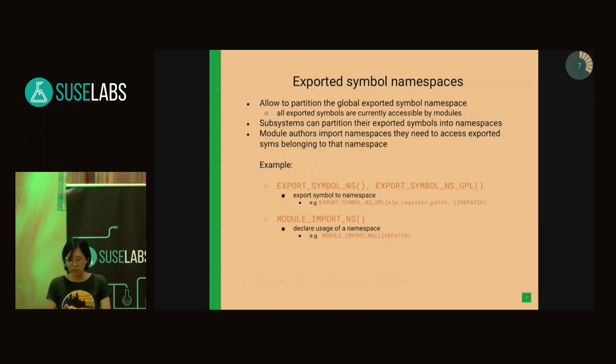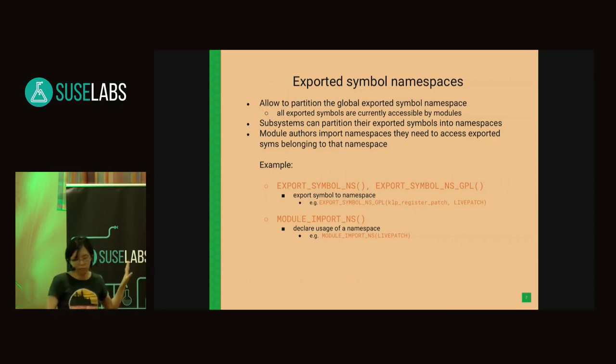So his patch set basically allows developers to partition or group symbols according to namespaces. So subsystem maintainers can partition their exported symbols, and module authors would just simply have to import the namespaces they want in order to access the exported symbols that belong to that namespace. So in this patch set, he introduces several new macros. So we have like export symbol NS and module import NS.